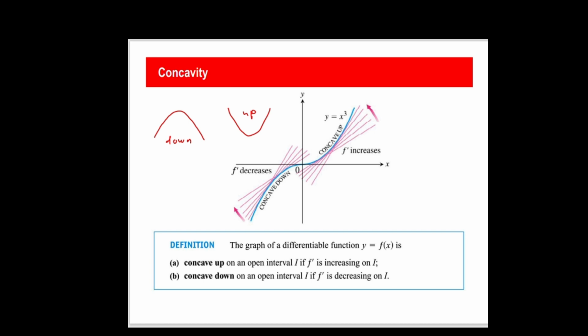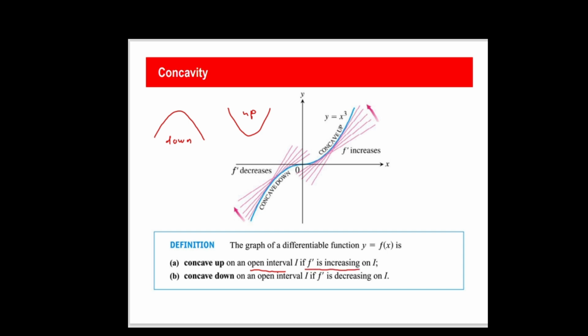So let us go through the formal definition. It says here: the graph of a differentiable function y = f(x) is concave up, first we have concave up, on an open interval, let's say our interval we denote by I, if f prime is increasing on I. Okay, f prime is increasing.